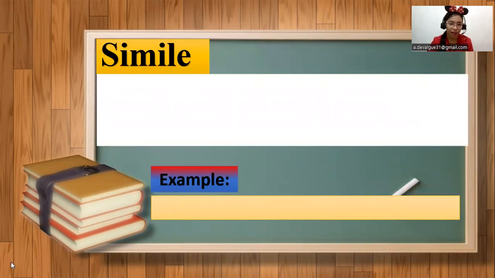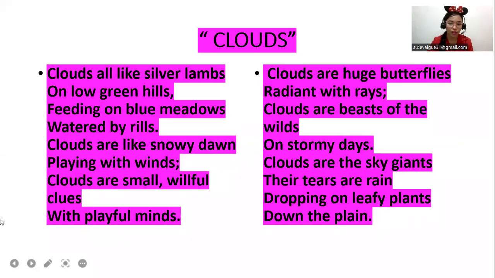Okay, now what about you, class? Can you identify here a line that uses personification as a figure of speech? Yes, anybody? Okay, yes, Anna? Very good. Okay, it says here clouds are like snowy dawn playing with winds. So playing with winds here is an example of personification.